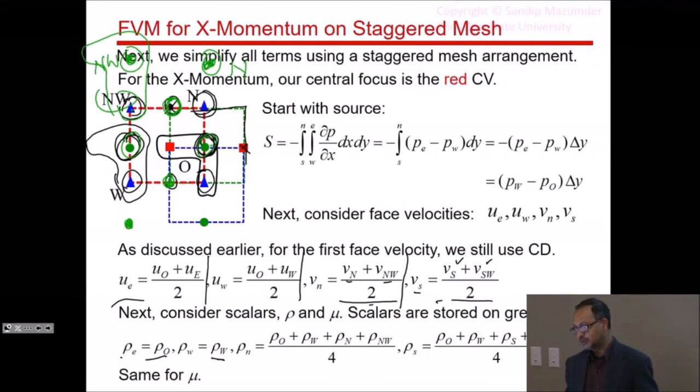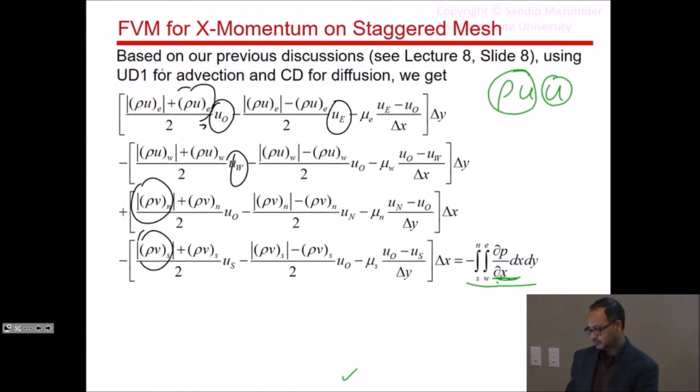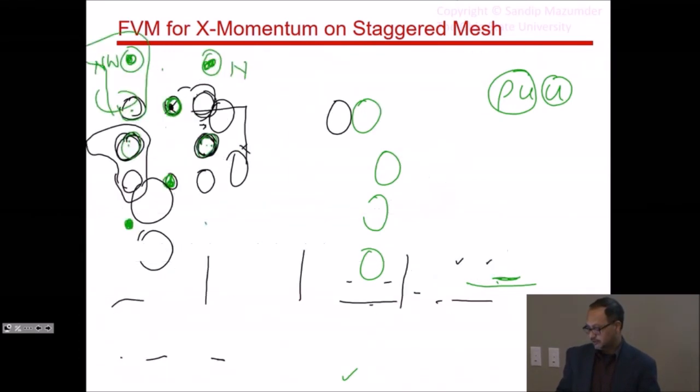Okay, same for mu. Whatever I've used for rho, the same applies to mu, because mu and rho are both scalars. They will be interpolated the same way. So all these guys here, you need to figure out, it will be the exact same expressions that you used for density.